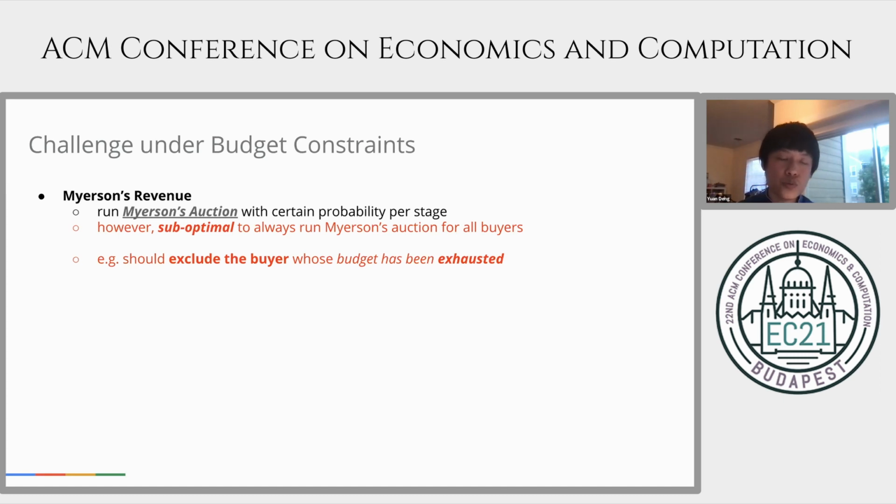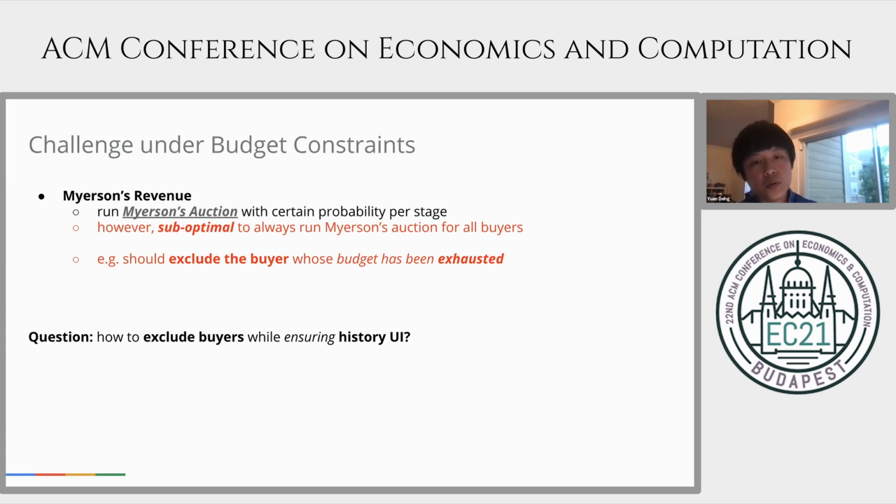So here we would like to do revenue optimization. So intuitively, we cannot avoid running Myerson's auction, because Myerson's auction is optimal when there is only one stage. However, when there is a budget constraint, it will be suboptimal to always run Myerson's auction for all the buyers. Because intuitively, if the buyer's budget has been exhausted, then we should exclude this buyer. However, there is some conflict between how to exclude the buyer and how to ensure HUI. Remember that HUI is a property saying that the buyer's future utility should be independent of their past bids.